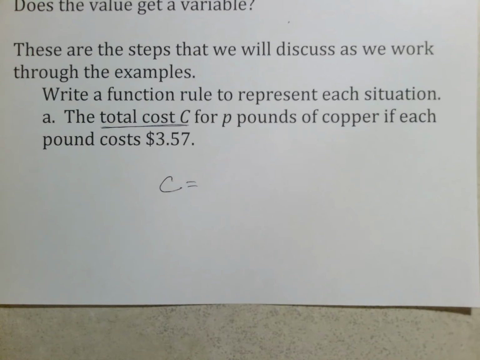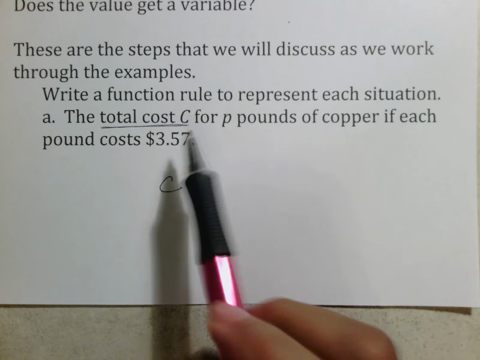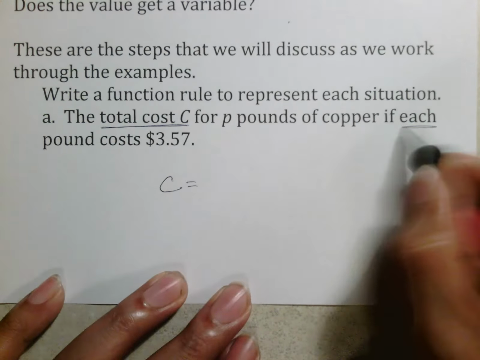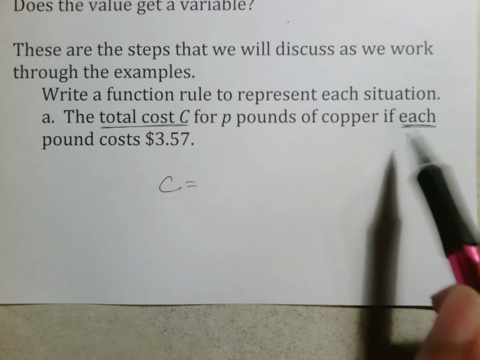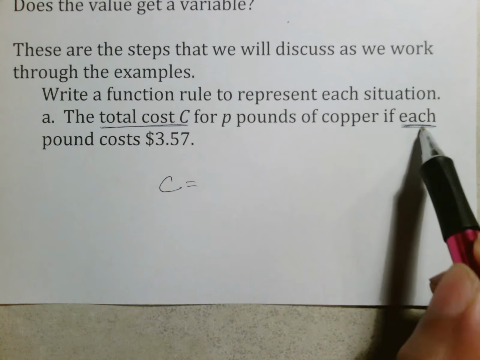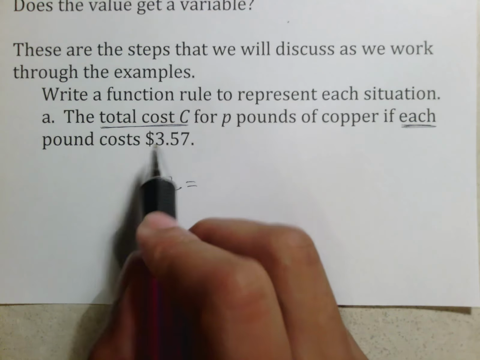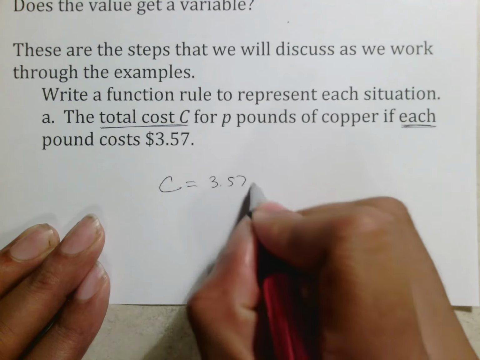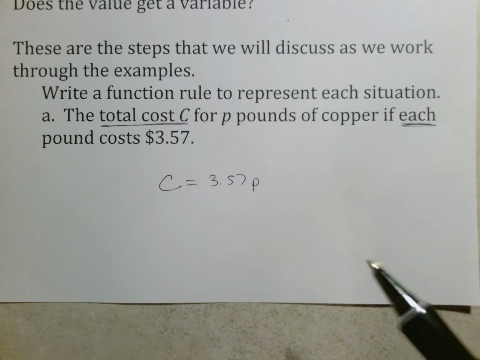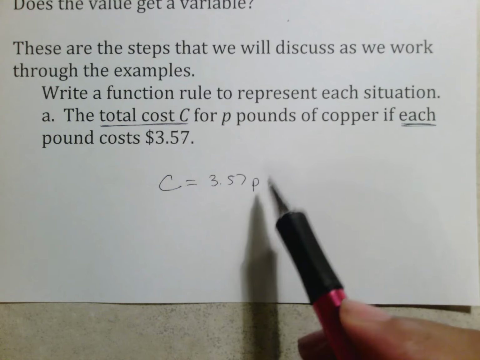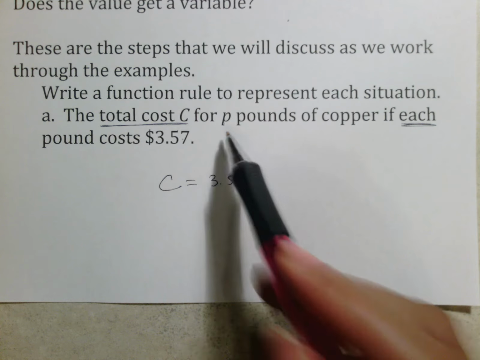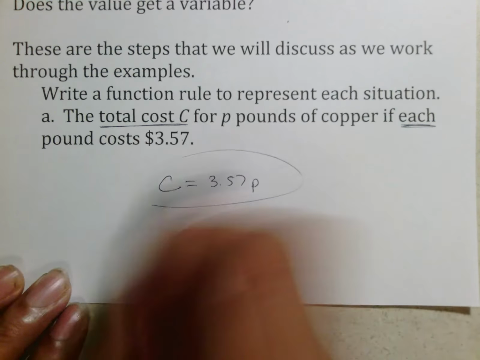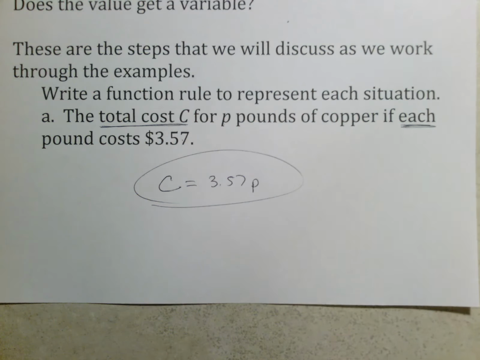Now we have to figure out what they are doing here. So you're buying p pounds of copper, and each pound costs $3.57. Each pound is a keyword that usually tells me I'm going to attach a variable, because that means I'm going to multiply $3.57 times the number of pounds. There's no other information, that's it. If I buy 1 pound, it should cost $3.57. If I buy 2 pounds, it should be $3.57 times 2, and so on. So this would be your answer.